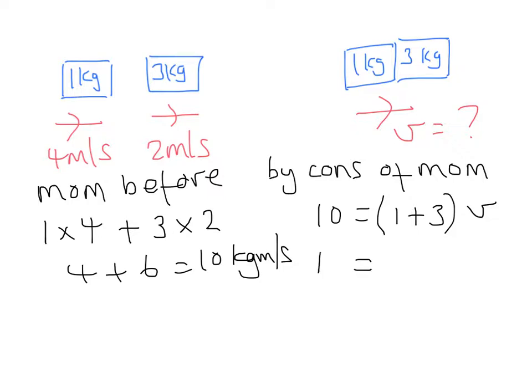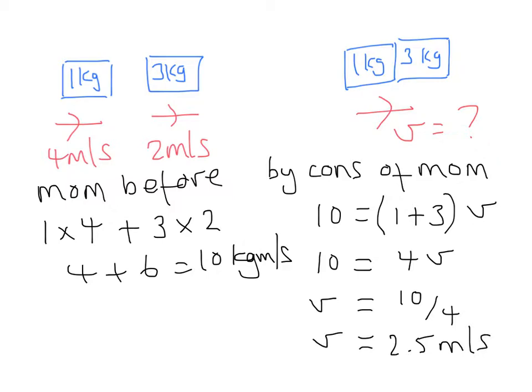So I'll keep rearranging and simplifying one step at a time. 1 plus 3 is 4, so 4 times v. So v must be equal to 10 divided by 4. A quarter of 10 is 2.5 meters per second. I can go on rearranging and working things out like that.